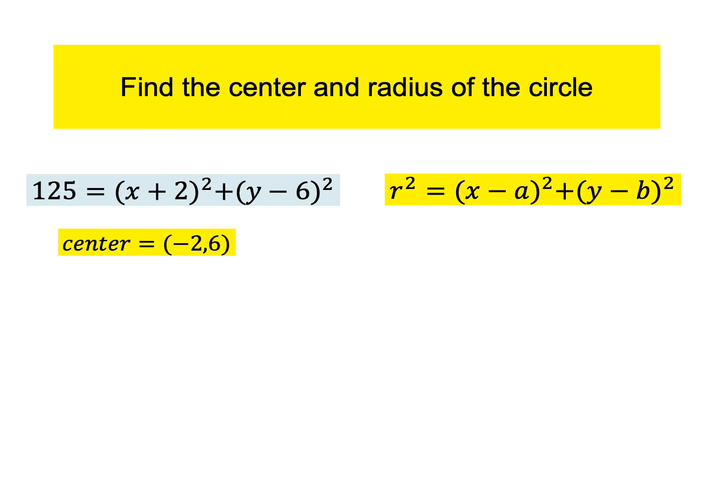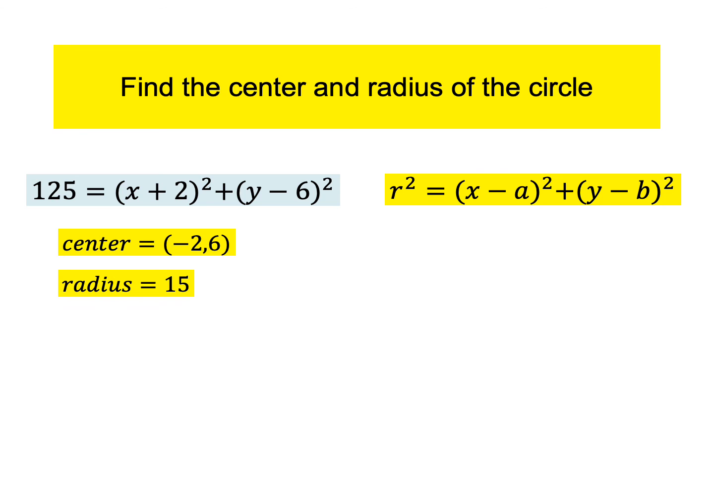Oh, what's the radius? Well, you look at the 125 and you simply take the square root. Why am I taking the square root? Well, remember, the formula doesn't say r is equal to, it says r squared. So if we take the square root of 125, we do in fact find the radius.